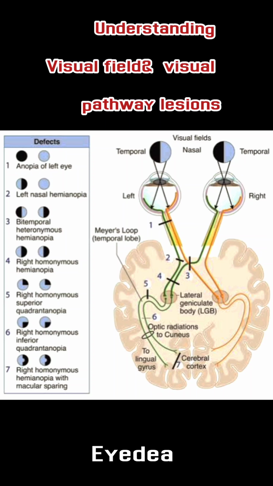Nasal fibers of the optic nerve will cross to the opposite side. Temporal fibers won't cross. Complete loss of vision in one eye is anopia. Half of the field loss is hemianopia. Suppose left side nasal loss is there, it is left nasal hemianopia.